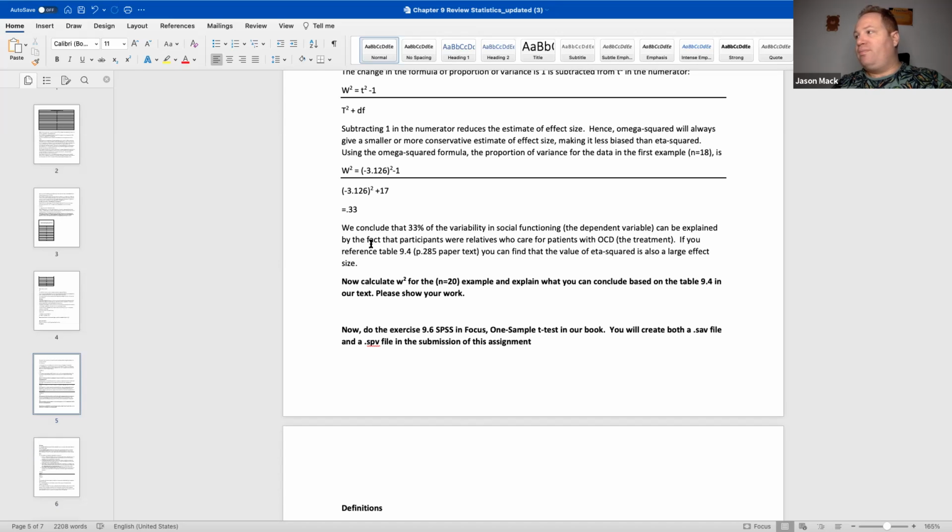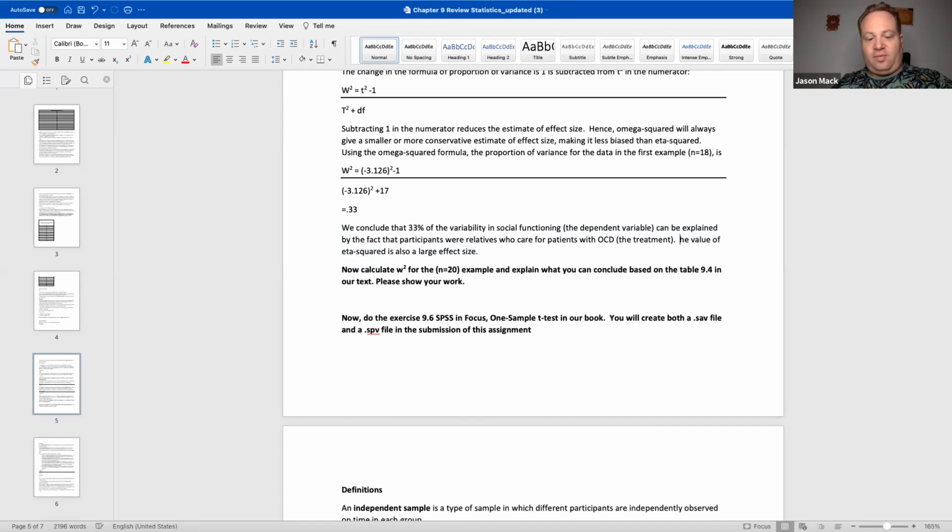You'll find that the value of the eta squared is also a large effect size because of what it is. And you can go ahead and explain, you can conclude for W squared for the previous one.